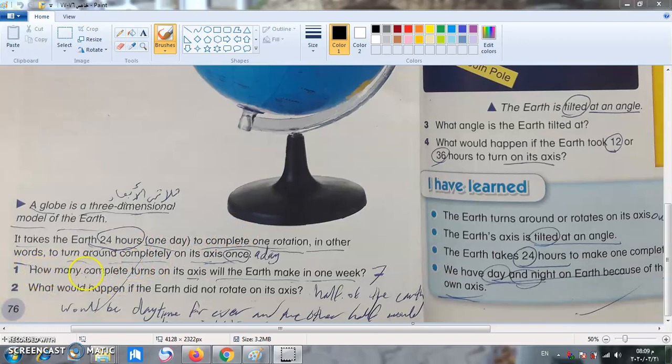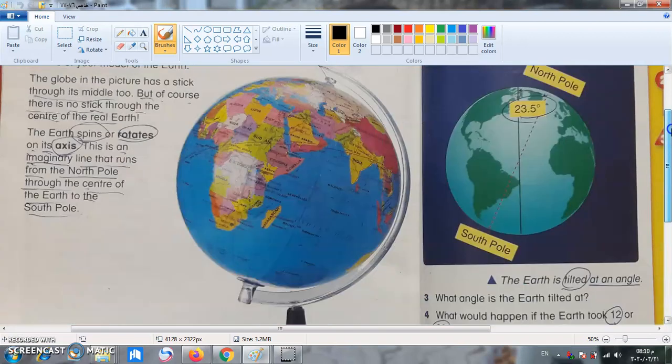It asks here, how many complete turns on its axis will the earth make in 1 week? So if in 1 day we said 1 rotation, then in 1 week 7 rotations. Very good. What would happen if the earth did not rotate on its axis? If the earth stood still in front of the sun, without rotation, what happens? We said that half of the earth would be daytime forever, and the other half would be night forever, okay? نهار طول الوقت, and the other side will be night, ليل طول الوقت. Now let's move quickly to the other page.